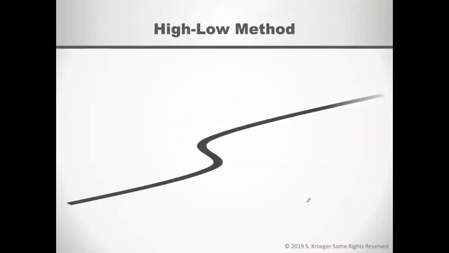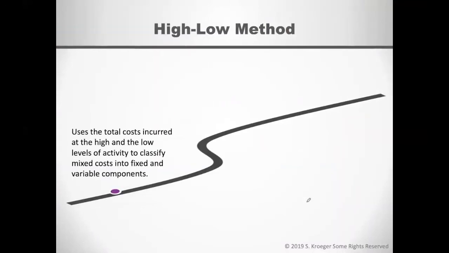Okay, we're now going to discuss the high-low method. As a reminder, the high-low method is used for mixed costs. We will use this method to separate the mixed cost into its fixed amount and variable amount. We will use information from the highest and the lowest levels of activity to determine this.